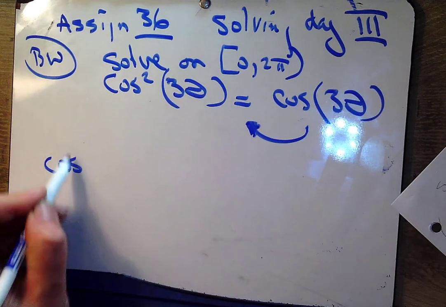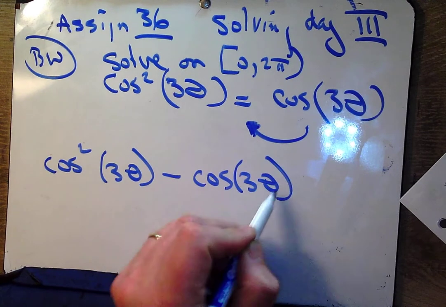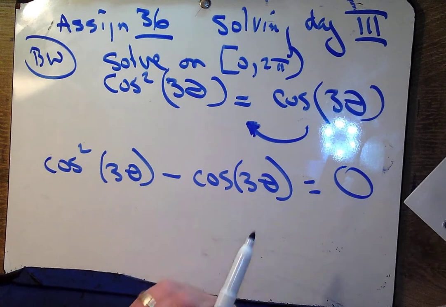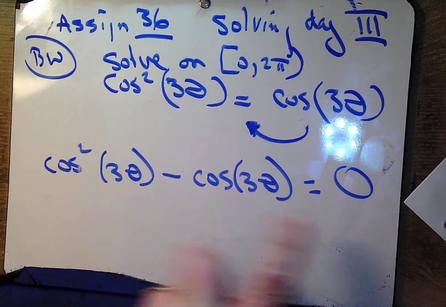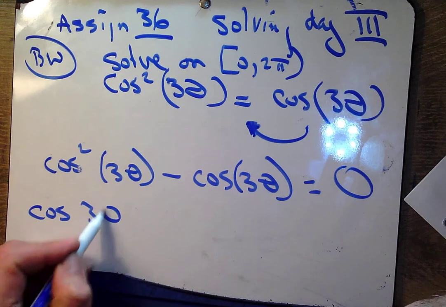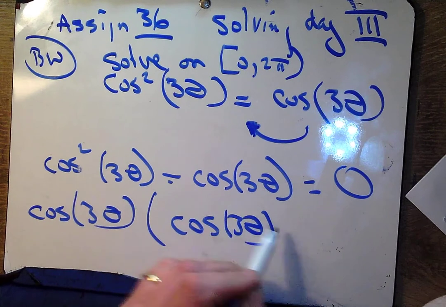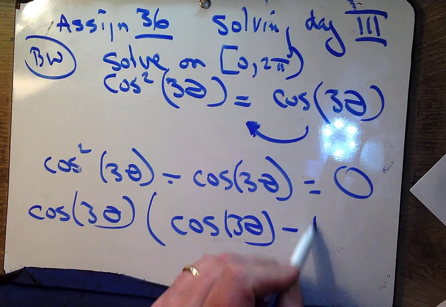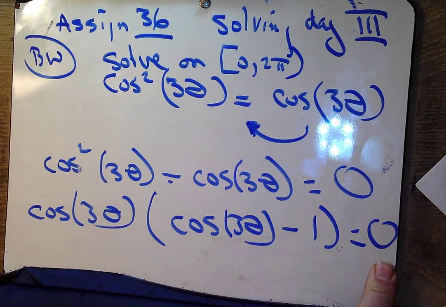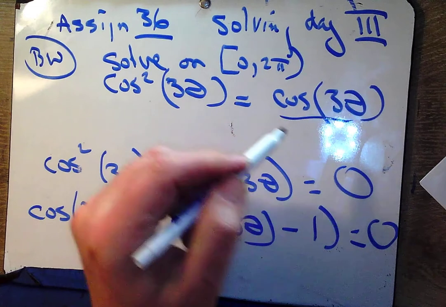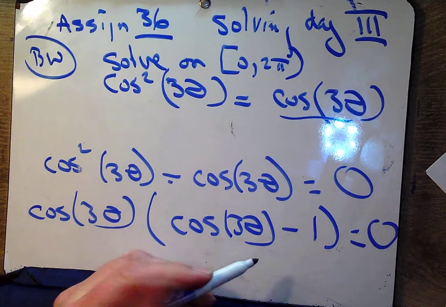Here we could make this cosine squared 3 theta minus cosine 3 theta equals 0. Now that my quadratic binomial is equal to 0, I can factor. I'll factor out a cosine 3 theta. I'll get cosine 3 theta minus cosine 3 theta divided by cosine 3 theta, which is 1. So I'm getting cosine 3 theta equal to 1 here.